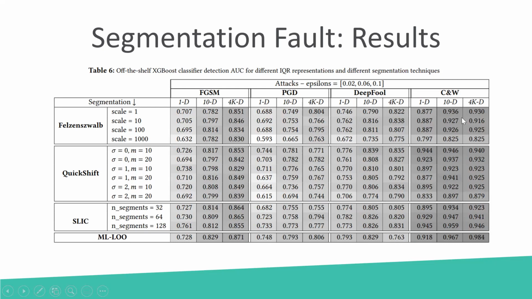And also another example, if we look at the 4KD, the 10D, let's go for the 10D in the CW, the multi-layered approach recorded 96.7%, while in the SLIC we recorded, when the n segments was 128, 95.9%, which is around 96%. This is the highest, and the lowest was 93.4%. So we can see we have very, very similar accuracies.